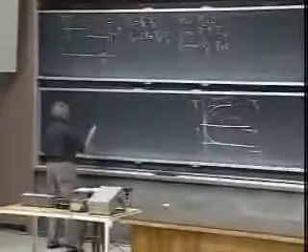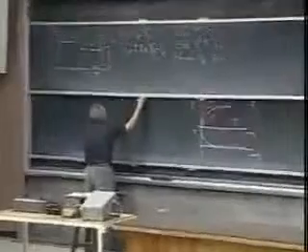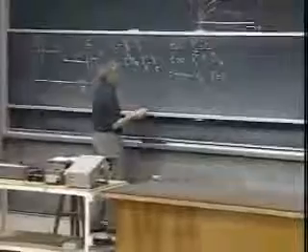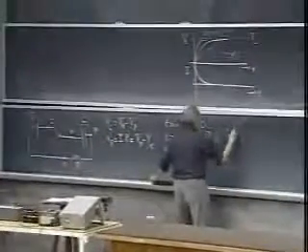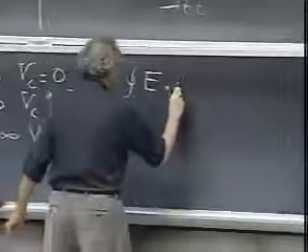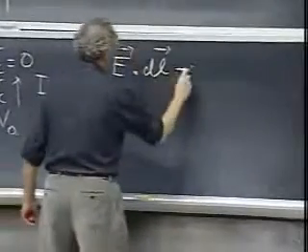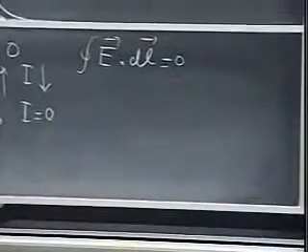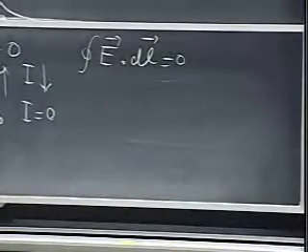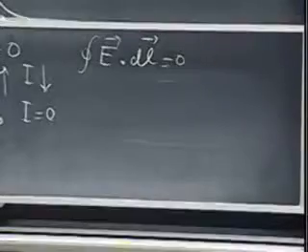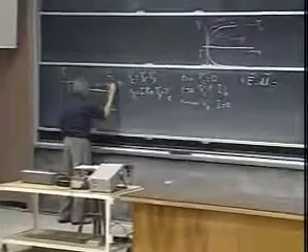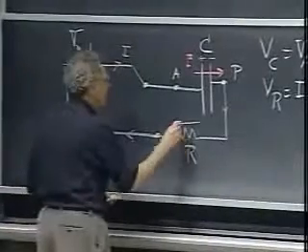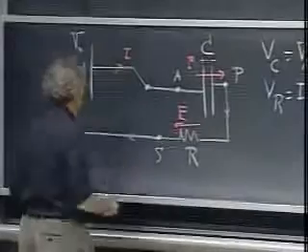The closed loop integral of E dot dl happens to be 0, which will make Mr. Kirchhoff very happy. The closed loop integral of E dot dl in this circuit is 0. Mr. Faraday is happy and Mr. Kirchhoff is happy. There is no magnetic flux change here. We don't have self-inductances. The electric field inside the capacitor is in this direction, from plus to minus. The electric field in the resistor is in this direction. The current is flowing in this direction.